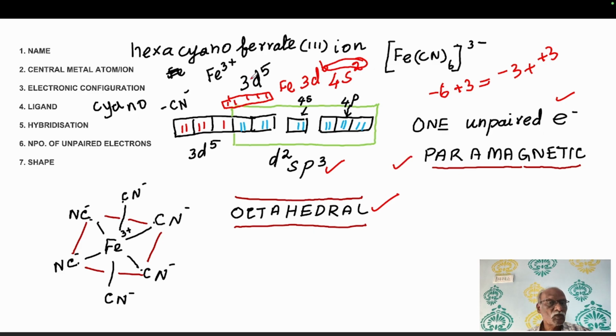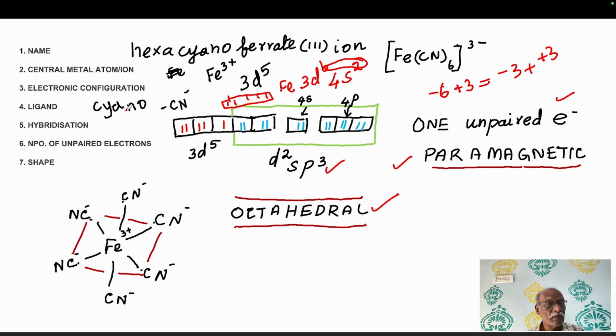Okay, what are the things to know here? Its name is hexacyanoferrate(III). Instead of calling it iron, we say ferrate because it is a negative ion, an anion. Next, the central metal ion charge is 3 positive. How does this 3 positive come? 3d6 4s2 is the neutral metal Fe electronic configuration, from which 3 electrons are knocked out, and thereby Fe3 plus is formed. So 3 plus has 3d5 electrons.